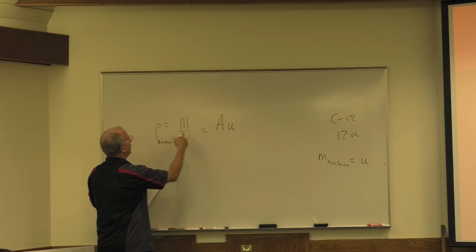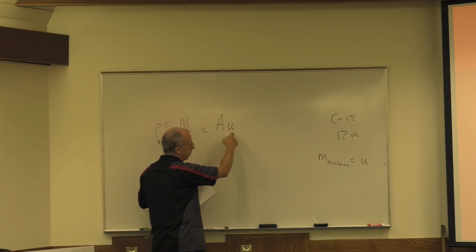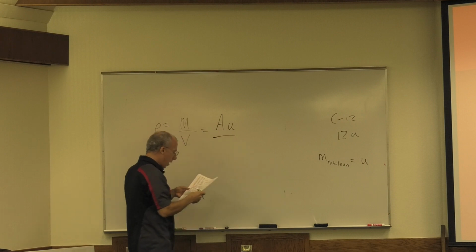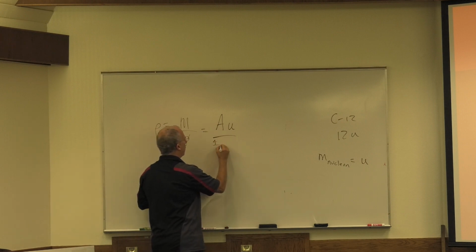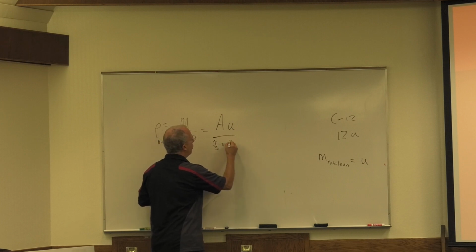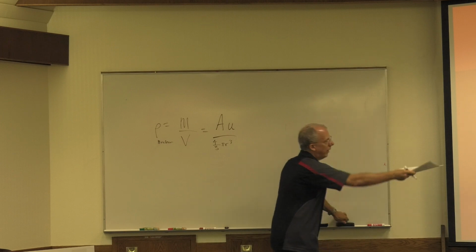So the nuclear density is the mass of a nucleus divided by the volume of the nucleus. The mass of a nucleus is the number of protons and neutrons times the mass of a proton or neutron, divided by the volume. Well, we're going to say it's a sphere. It kind of makes sense, right? So 4/3 pi r cubed.